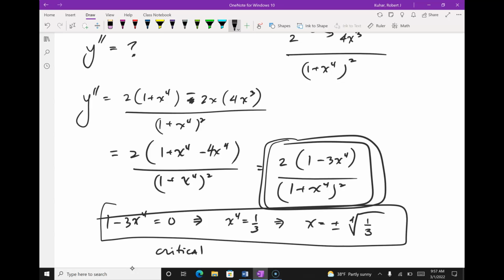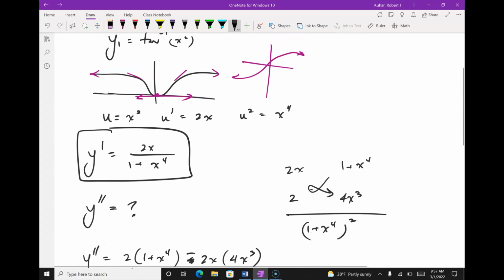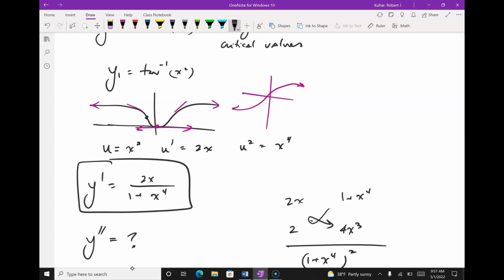And then I found my two critical values. I set my numerator equal to 0, and I have plus or minus 4th root of 1/3. What is that telling me? They're right about here, those 2 points. What am I doing with my car steering wheel? I'm originally turning to the right, I hit that first black dot, I'm turning back left. I hit the second black dot, I'm turning back right. These are called points of inflection.